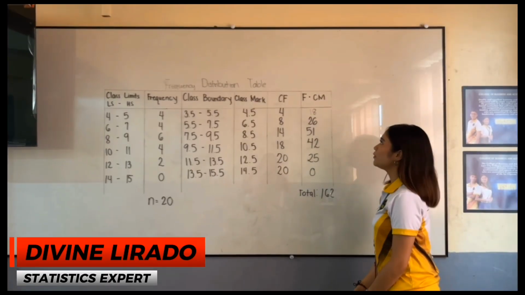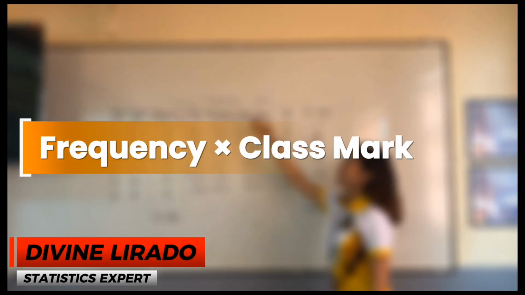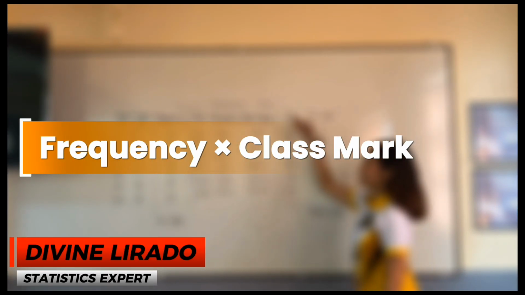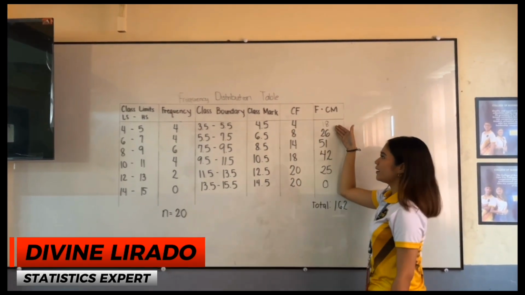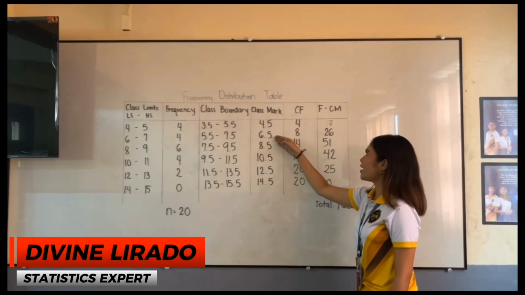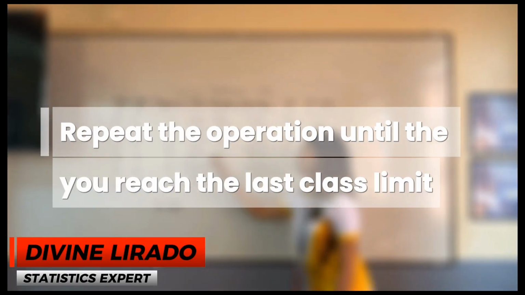And for the next step, we need to find the product of frequency and then the class mark. So 4 times 4.5 is equals to 18. And 4 times 6.5 is equals to 26.